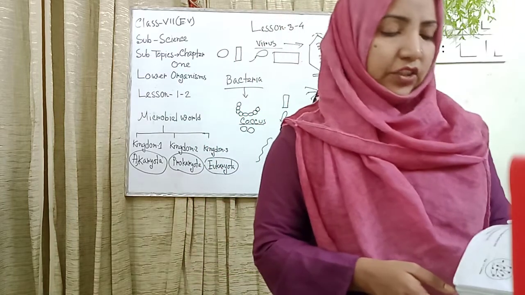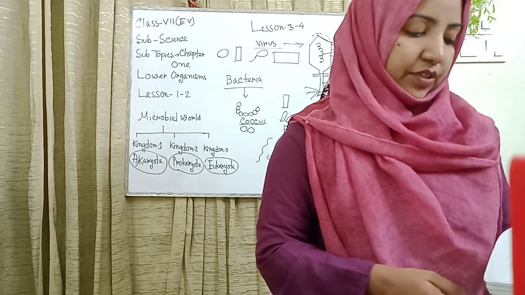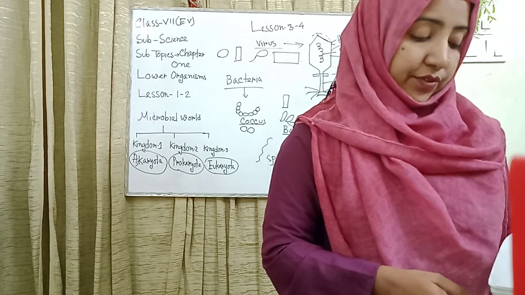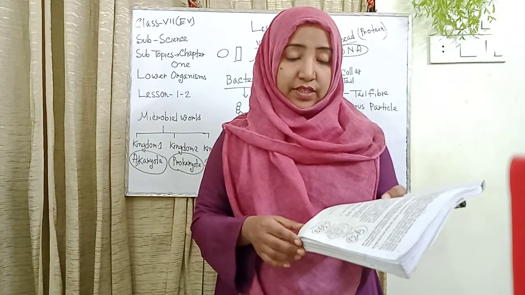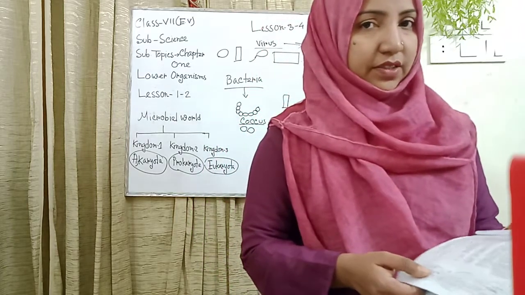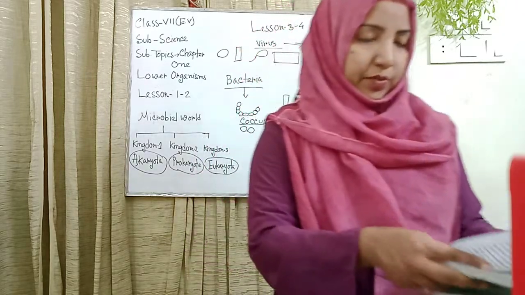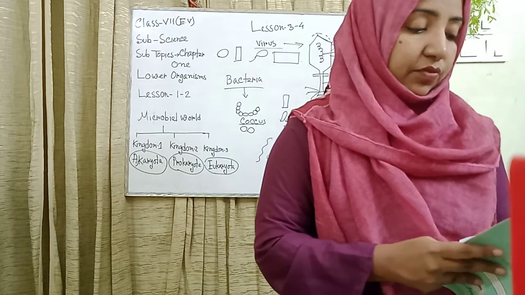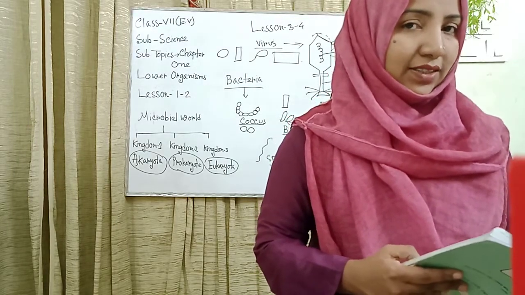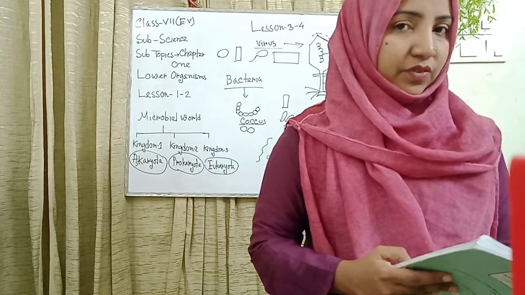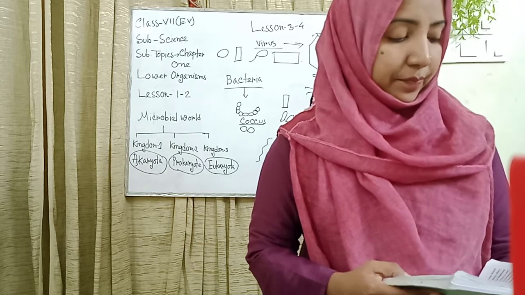The first is that it helps in decomposition of dead bodies and organic wastes. Second, certain bacteria fix nitrogen in the soil. Very important topic and very important line. Another is that it helps in removing jute fibers. And the fourth is that it is used in preparation of curds. Do you know what curd is? A very delicious food. Curd is also made with the help of bacteria.